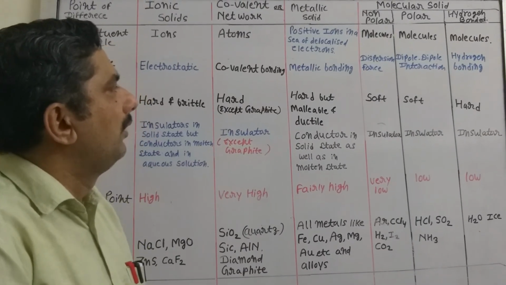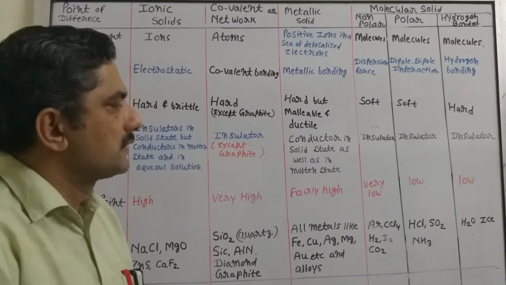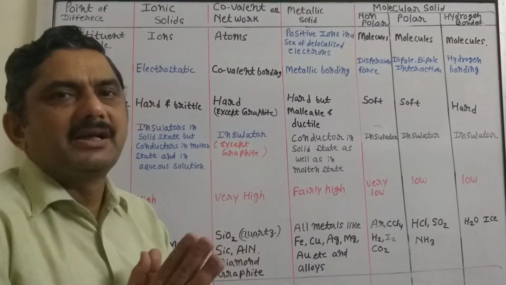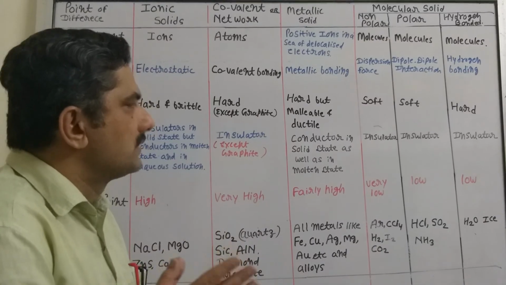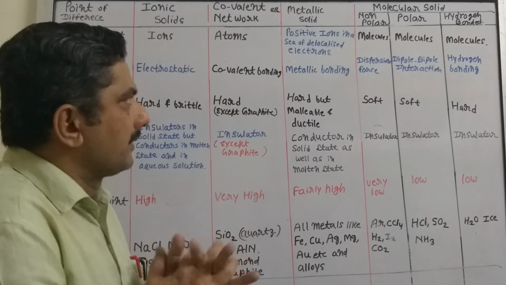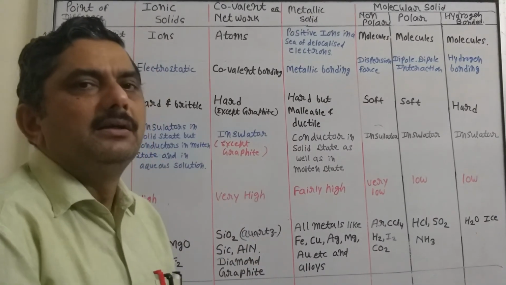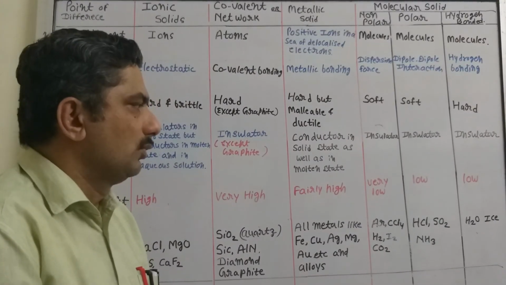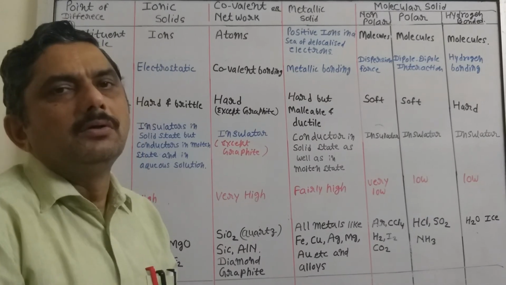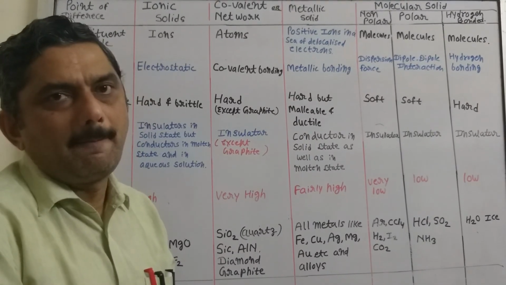Examples of non-polar molecular solids: argon, inert gases, CCl4, H2, I2, CO2. Polar: HCl, SO2, NH3. While the examples of hydrogen bonded solids are H2O, water, meaning ice. That's all.